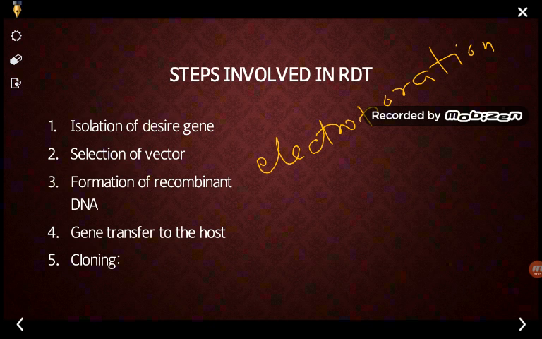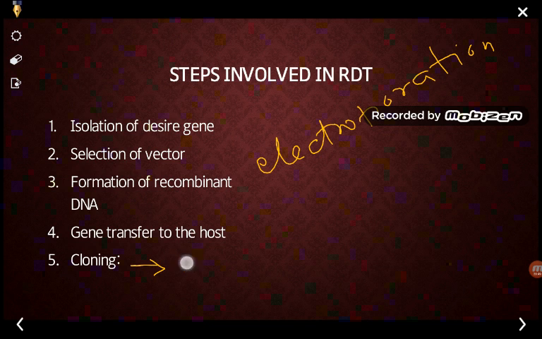The last step is said to be cloning. This is the transformed bacterial cell and is now allowed to grow on a nutrient medium. यहाँ पे हम क्या करते हैं, जो transformed recombinant DNA है बैक्टीरिया के अंदर में, उसे हम allow करते हैं in order to grow. We provide almost all the conditions or nutrient medium where they can multiply or grow, and so it results in the formation of a large number of transformed bacterial cells.